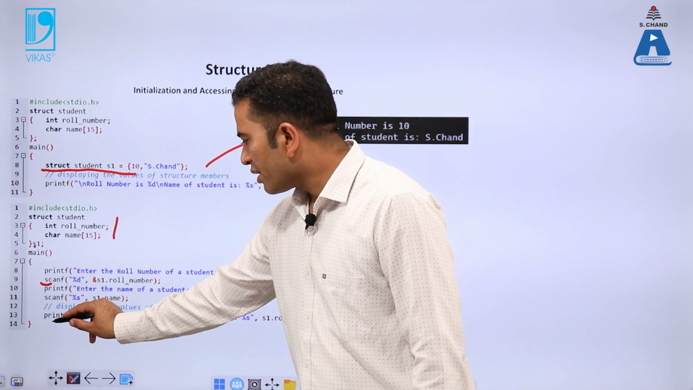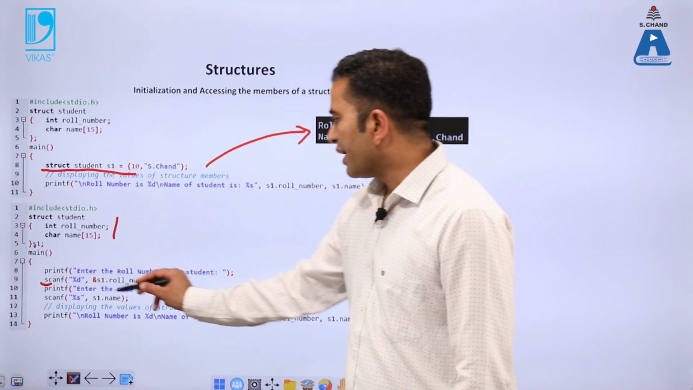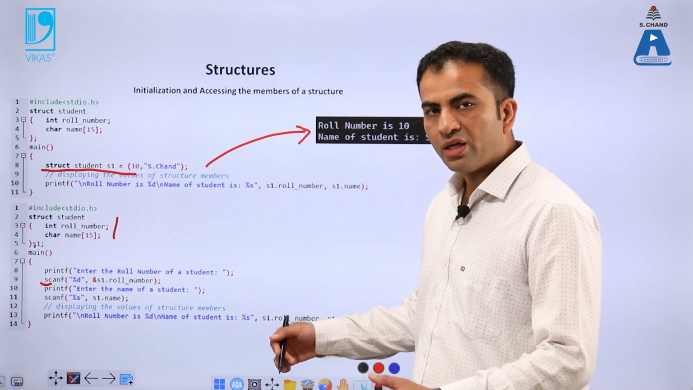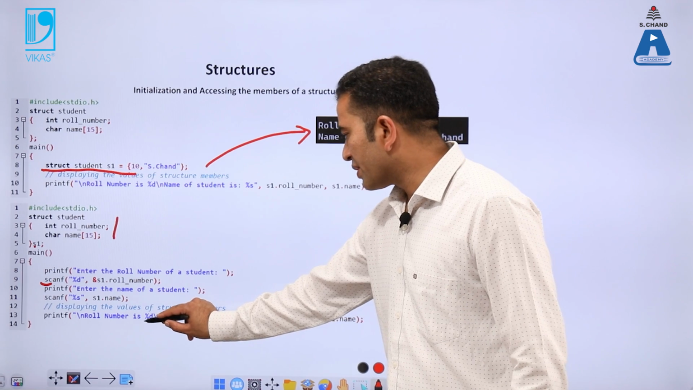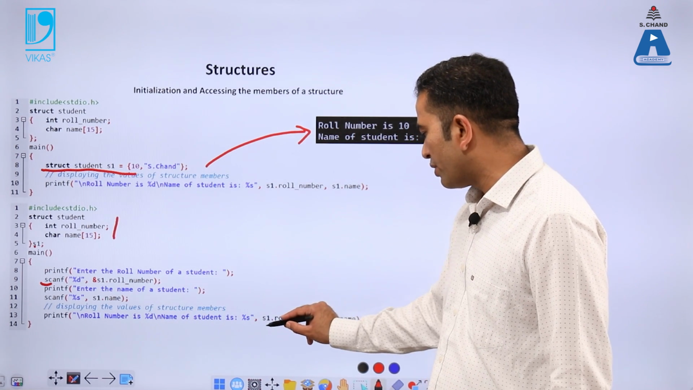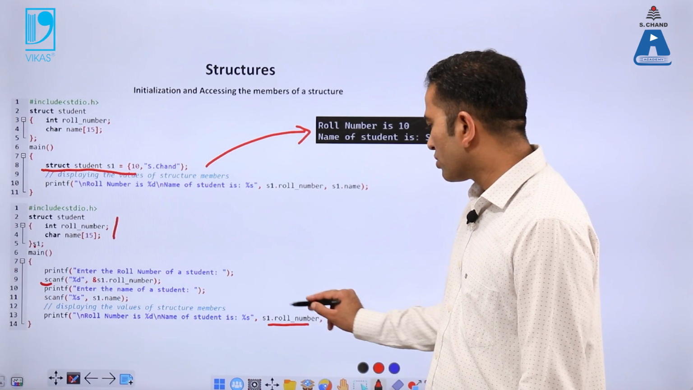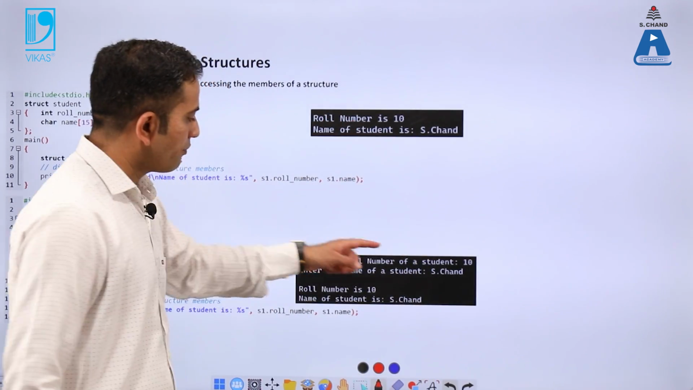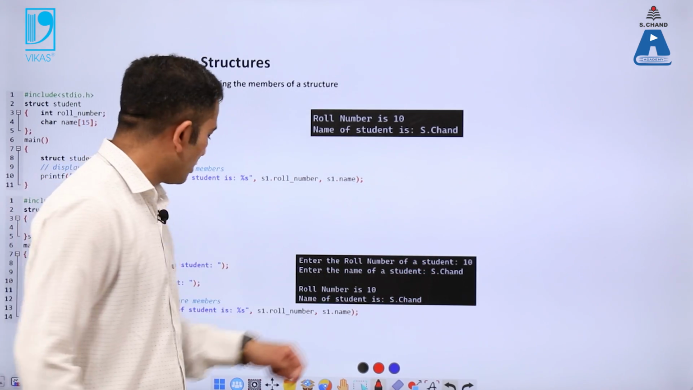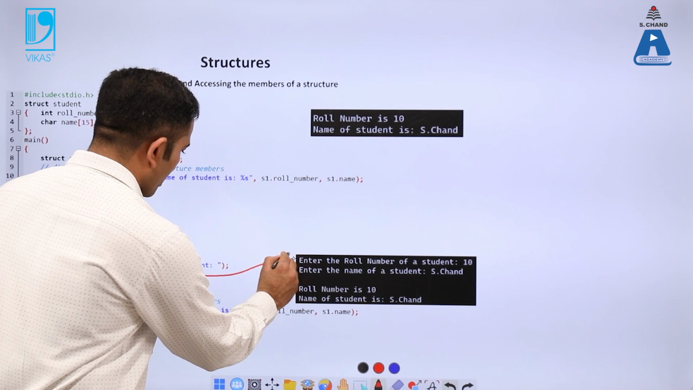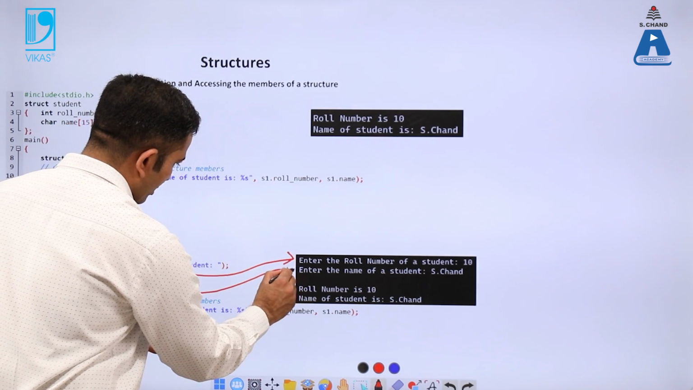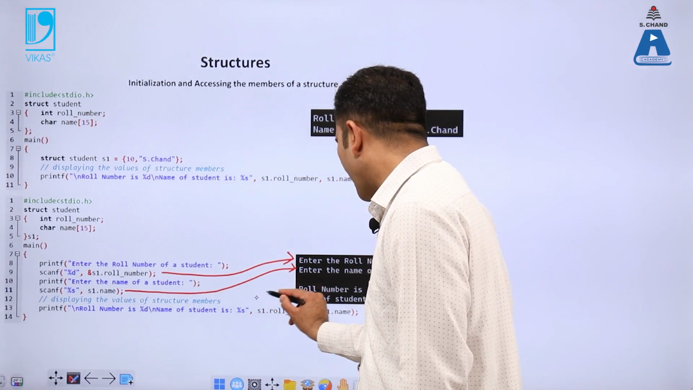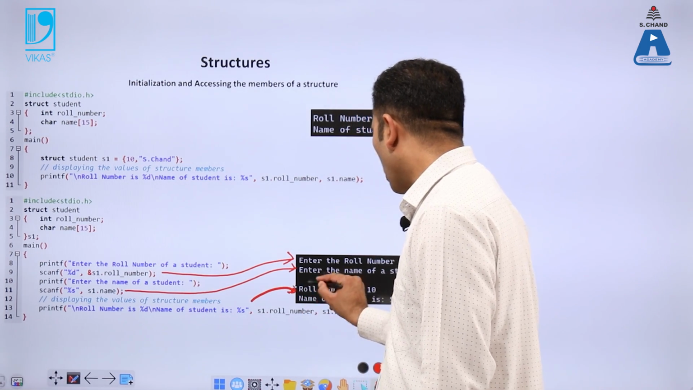Then the next statement, we are now printing the value. Here we have initialization and here we are accessing the values of the members of a structure. Roll number is this %d and the name of a student is %s, s1 dot roll number and s1 dot name. So here the value will be whatever value we enter, that output will come. Enter the roll number of a student, that is 10. Enter the name of a student, S Chand. This is this one, and this statement gives us this one. Here we are doing the scanf, and finally this printf statement gives us these two outputs, roll number and student name.